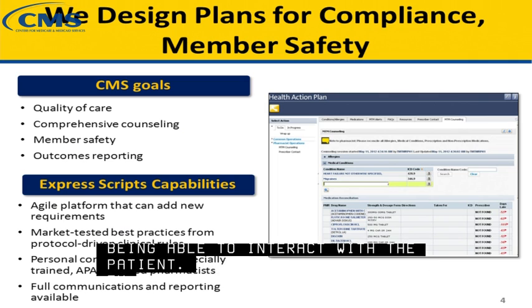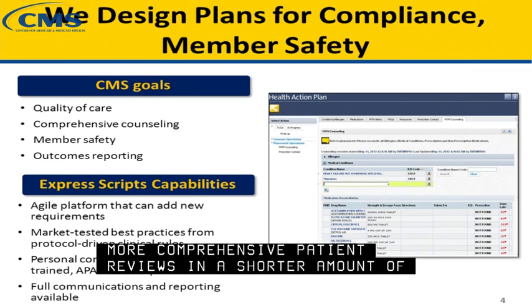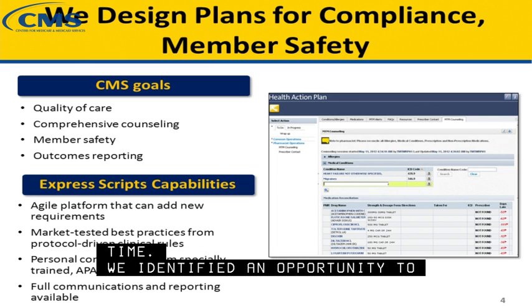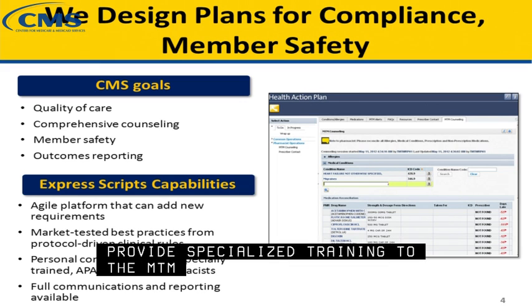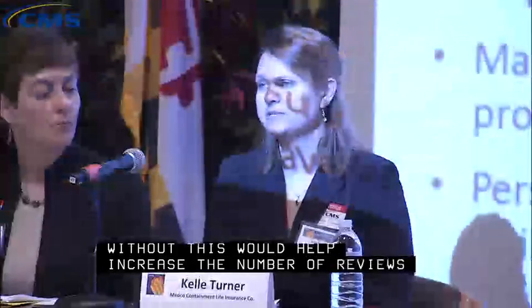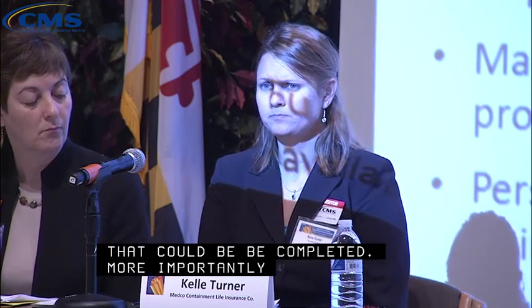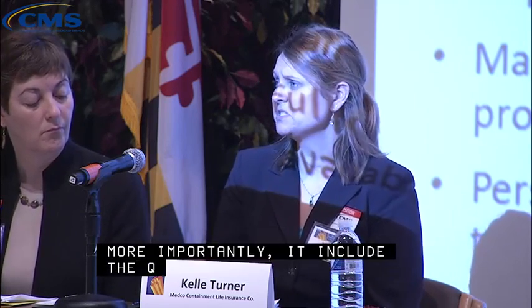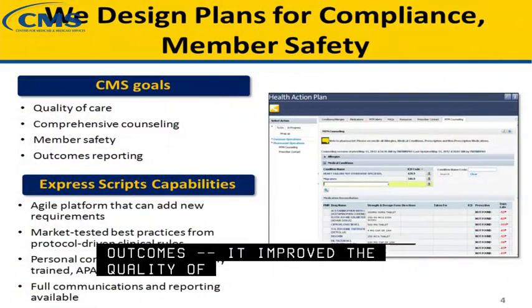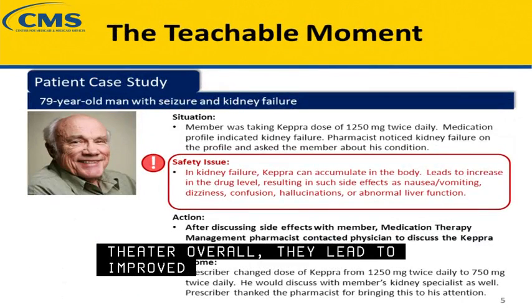In addition, we also identified an opportunity to provide specialized training to the MTM staff. We felt this would also help increase the number of reviews that could be completed, but more importantly, it improved the quality of the interaction that the MTM staff had with the beneficiaries, leading to improved healthcare outcomes. Though these steps seem small, overall they actually did lead to improved metrics based upon the overall goals of the program when combined all together. Can go on to the next slide.